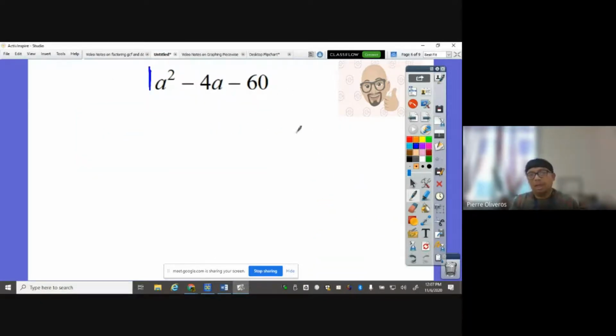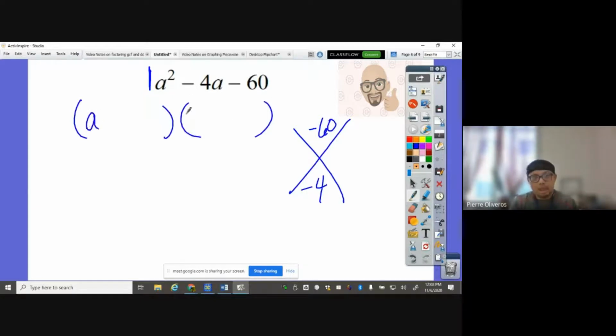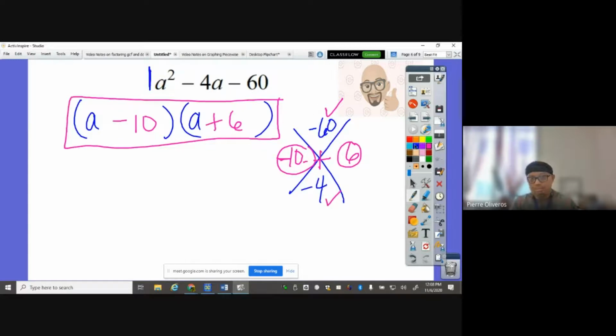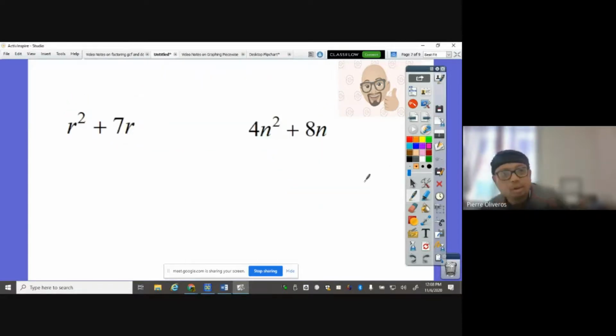Okay, a few more here. So it's equal to 1 there. This will be negative 60, and that will be negative 4. What two numbers, when you multiply them, will give you negative 60, and when you add them, will give you negative 4? So I'm going to draw here two parentheses, x and x. This will be 10 and 6. But negative 60, so this will be negative 10. Because negative 10 times 6 is negative 60. Negative 10 plus 6 is negative 4. So right here, negative 10, positive 6. Kaboom.